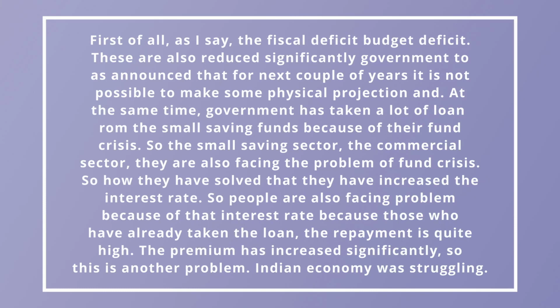Now come to the other side. First of all, as I said, the fiscal deficit and budget deficit are also significantly affected. The government announced that for the next couple of years, it is not possible to make any fiscal projection. At the same time, the government has taken a lot of loans from the small saving funds because of their fund crisis. So the small saving sector and the commercial sector are also facing a fund crisis. So how have they solved that? They have increased the interest rate. People are also facing problems because of that interest rate, because for those who have already taken a loan, the repayment is quite high and the premium has increased significantly. So this is another problem the Indian economy was struggling with. The non-debt capital receipt has also reduced significantly. So these are the major impacts the Indian economy got during the COVID-19 period.